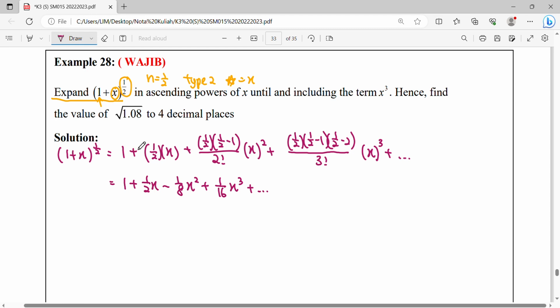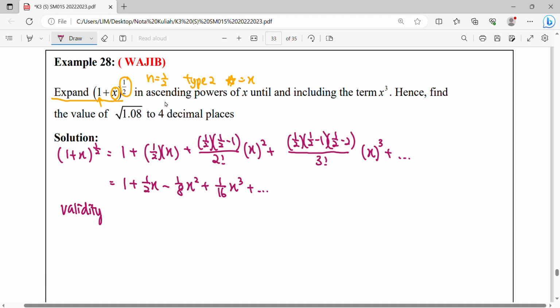So here we are, our binomial expansion. Then we want to find the value of x, so we can substitute here to get 1.08. Before we identify the value of x, we have to do the validity. Why do we need to do the validity? Because the question does not give us the x value, so the x value that we use later has to be valid.